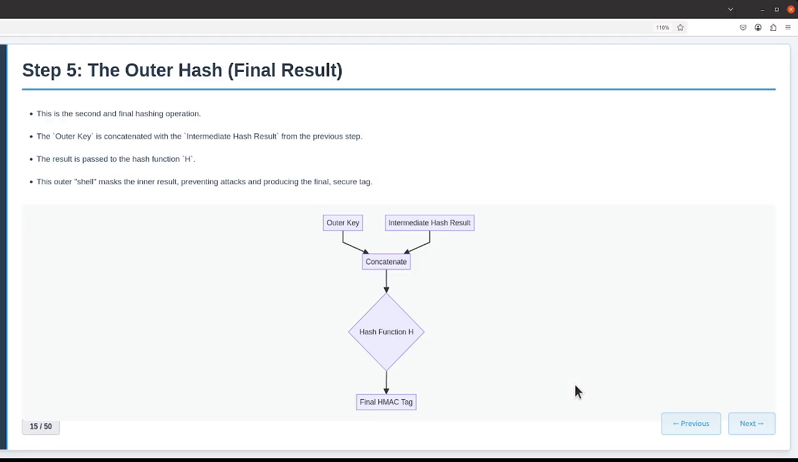This outer hash serves to mask the output of the inner hash. It makes it impossible for an attacker to work backward from the final tag to figure out the intermediate hash value, which is what prevents the length extension attack and other cryptographic breaks. The result is a secure message authentication code.